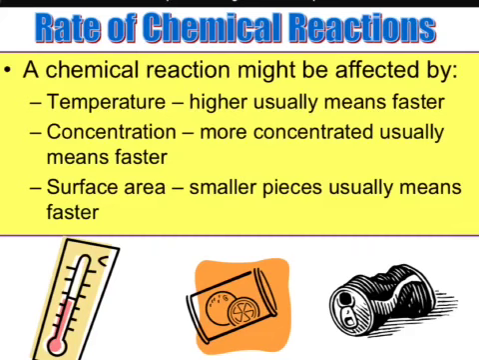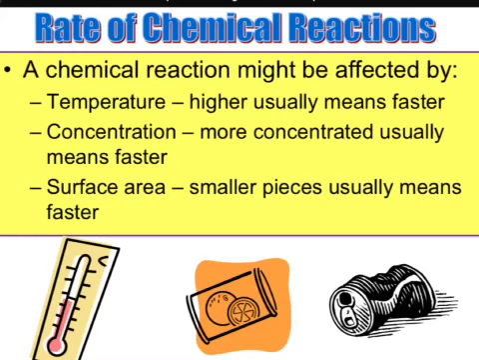Now, I already mentioned how a chemical change is also known as a chemical reaction. I do want you to know a little bit about the rate of chemical reactions, because different things affect how fast or how violent a chemical reaction is. For instance, temperature. If you have a higher temperature, usually a reaction will happen faster. Sometimes if the temperature is too high, it won't happen at all. But at a cold temperature, the reaction will happen slower. At a warmer temperature, it happens faster.